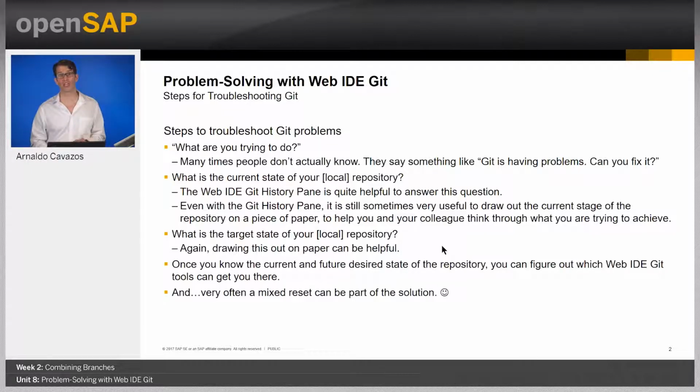One additional thing I've learned is that a mixed reset is very often a part of the best solution. I sometimes joke with colleagues who bring me Git problems by saying, mixed reset is the answer, before they even tell me the problem. That doesn't mean that you can just jump in and use a mixed reset. You might have to start by creating a new branch or using some other kind of tool. But being skilled at using mixed resets can really come in handy.